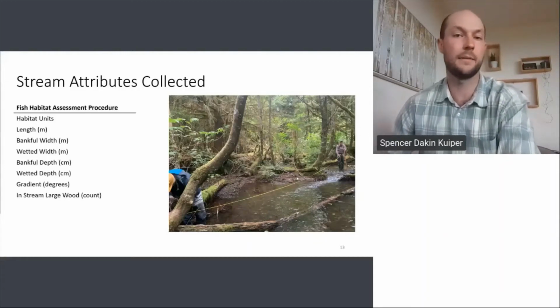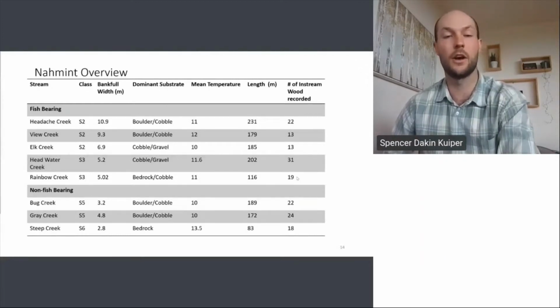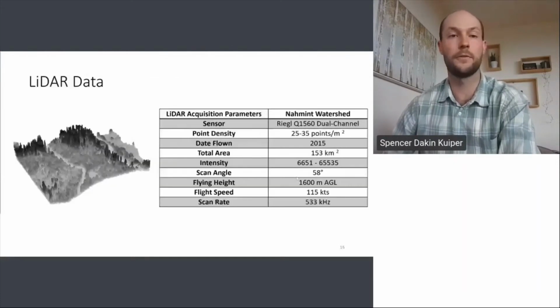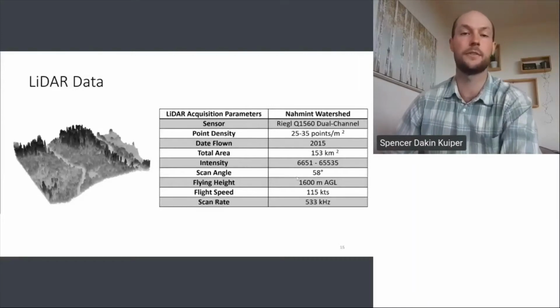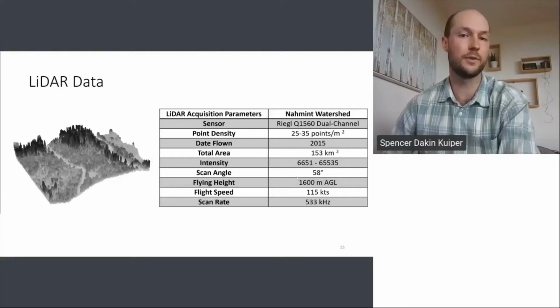So to look at our 8 streams, they ranged from class S2, so fish bearing with a bankfull width greater than 5 meters, all the way down to S6, so non-fish bearing with a bankfull width less than 3 meters, so quite small headwater streams is what we were looking at. We tried to measure at least roughly 200 meters of each stream reach with a variety of different in-stream wood sizes and amounts recorded. So moving on from the field data, our LiDAR data was acquired in 2015 using a Riegl Q1560 dual channel sensor. It had a point density of 25 to 35 points per meter squared, with a variety of other attributes there.